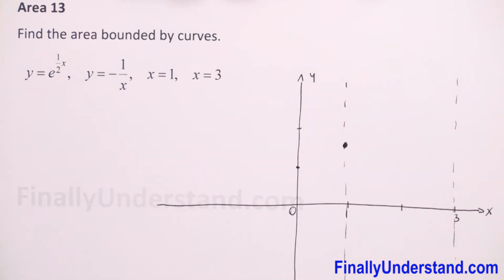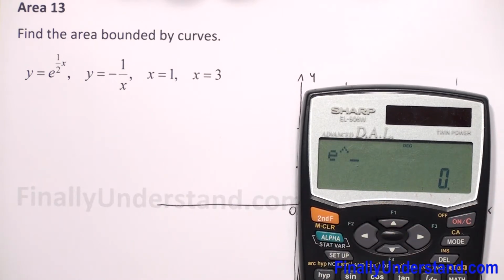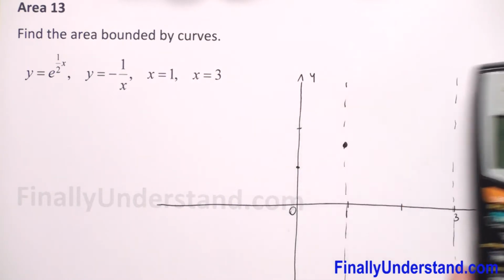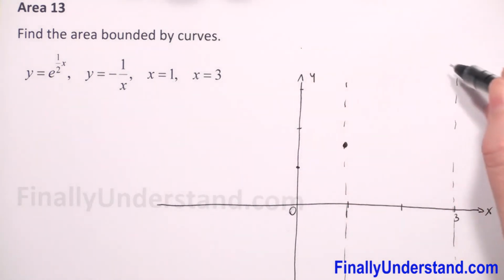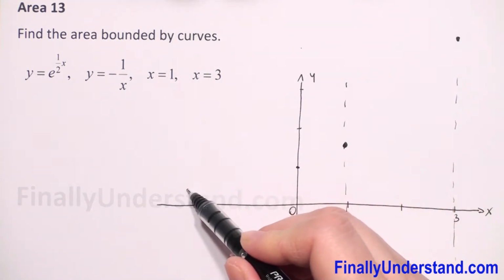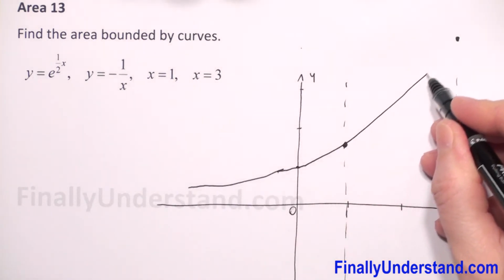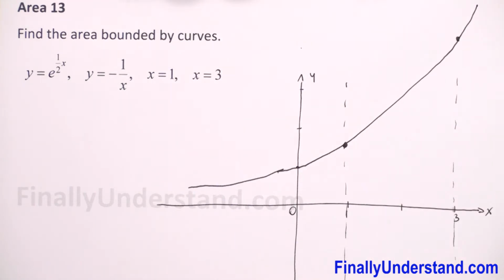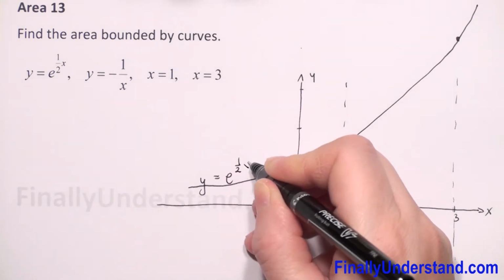And for 3, we will have e to power 3 over 2. This is 4.48. So this value is 2, 3, 4, and this point will be approximately here. Our graph e to power 1/2 x is going to positive infinity. This is y equals e to power 1/2 x.